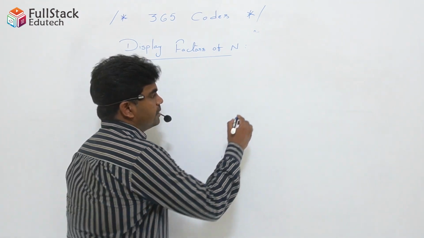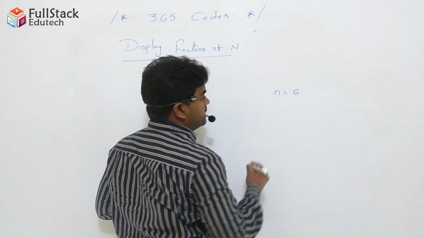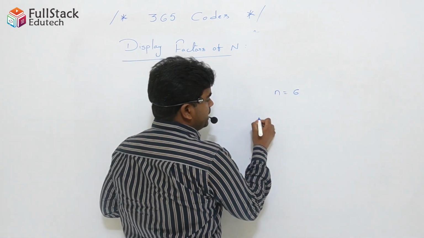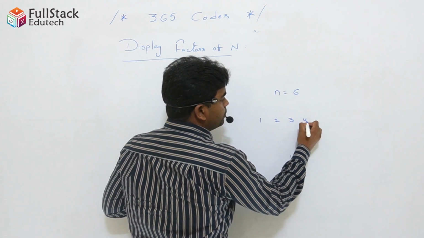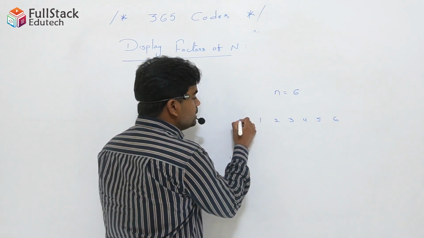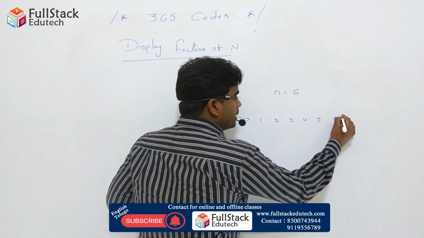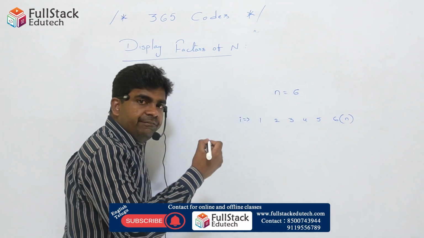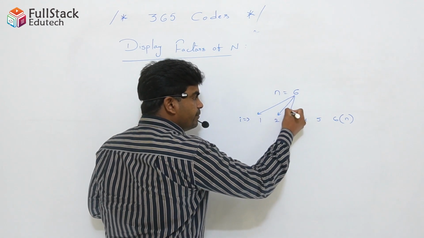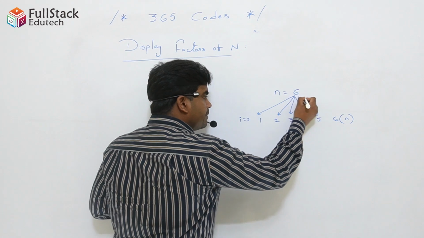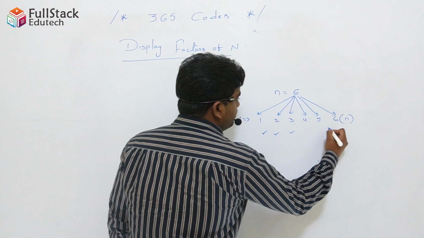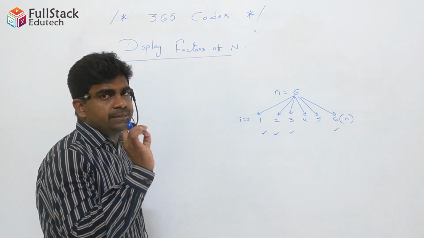For example, if we are given the number 6, factors are nothing but divisors. We need to check whether it is divisible by 1, 2, 3, 4, 5, 6. So we have to repeat the loop from 1 to n, and every time we check: is it divisible by 1, is it divisible by 2? With every number we have to check up to itself. If it is divisible, yes, we can print it. So that is the simple way.